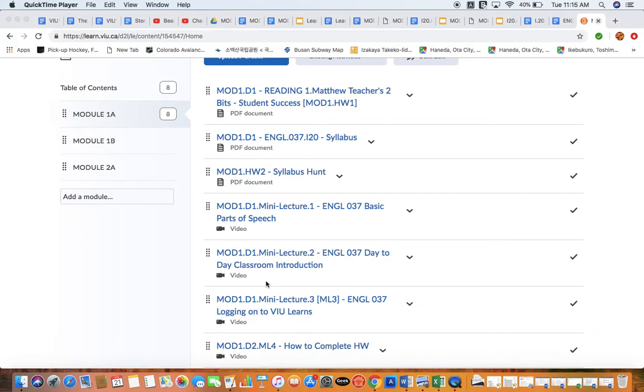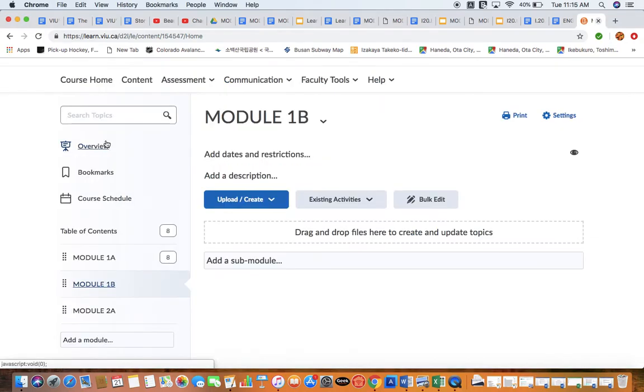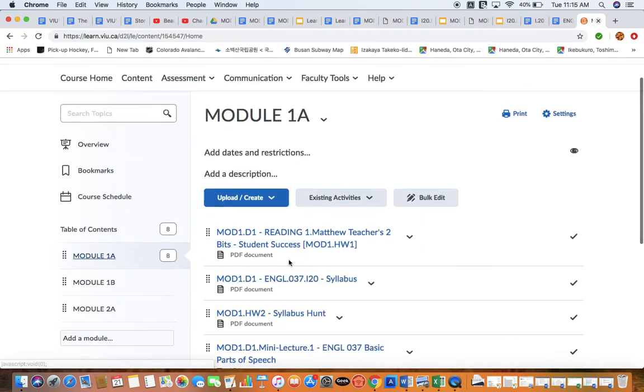If I'm doing 2 weeks for one module, which I want to stick to for our course, there would be a lot of documents in one section. So what I've decided to do is module 1A will be for week 1, module 1B will be for week 2, 2A will be for week 3, and then we'll move on from there. This will just help us to keep things separated into nice categories.